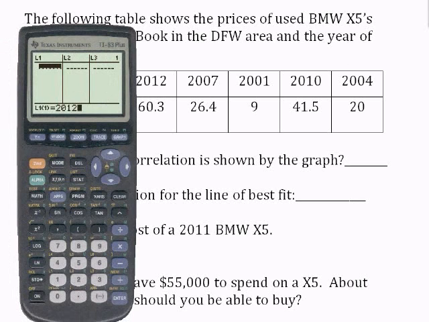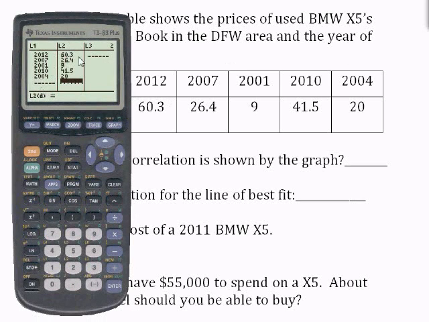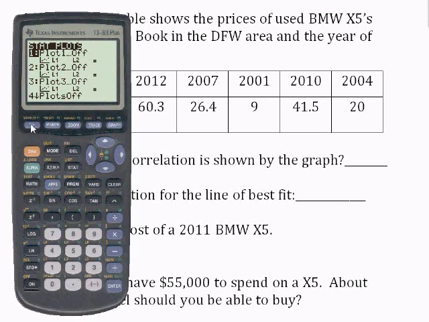I went ahead and typed the data into L1, L2. As a reminder, to plot the data, we go second stat plot, which is our second y equals. We press enter, and we press enter again to turn our first plot on so that we can plot the data. Then we go zoom, and we go zoom 9 for stat.